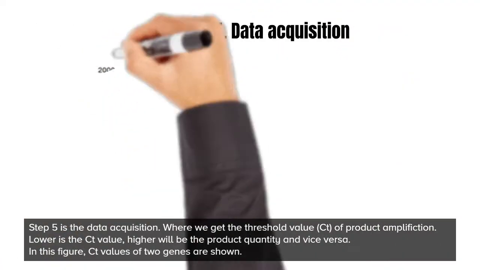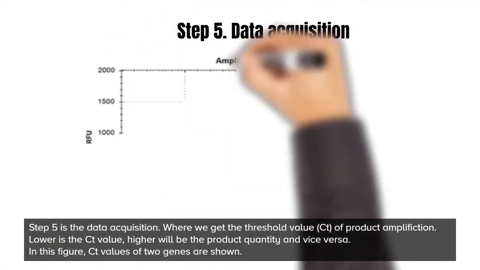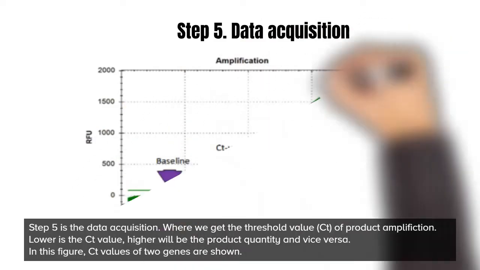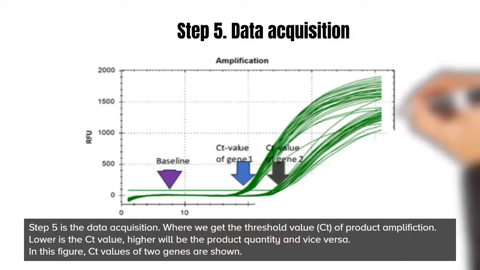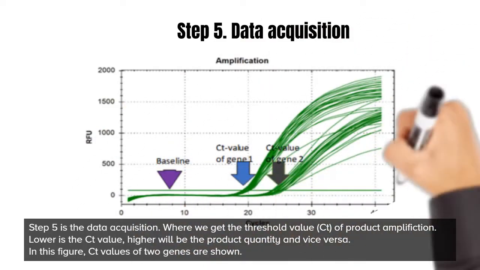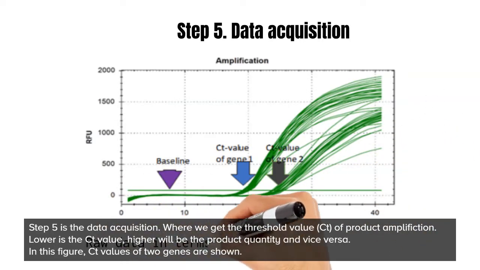Step 5 is the data acquisition, where we get the threshold value, CT, of product amplification. Lower the CT value, higher will be the product quantity and vice versa. In the figures, CT values of 2 genes are shown.